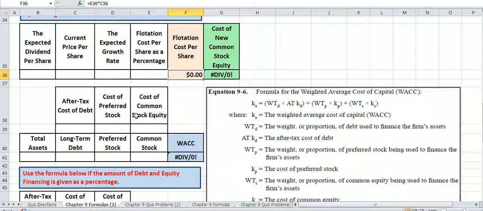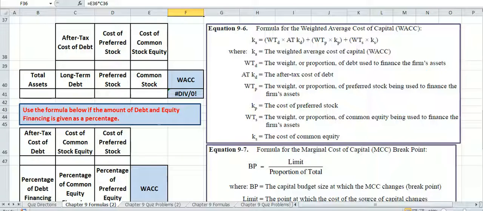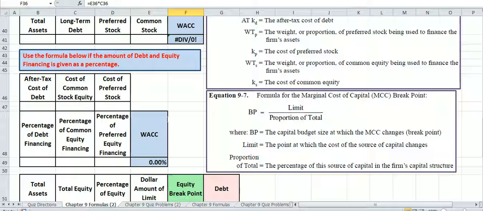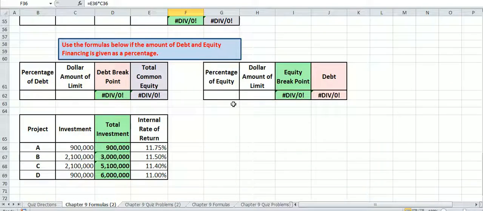Okay, now the same is true with your debt and equity financing. Sometimes you're given it as a straight dollar amount, and you need to also put in the dollar amount of the total assets in order to get the percentages for this formula. And then sometimes you're given it as just a percentage of the total capital structure, in which case you'd use this table right here, and also down here you'd use this one.